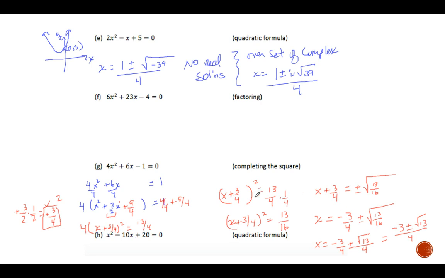Right? But again, this parabola opens up, has a y-intercept of -1, and it hits the x-axis at, let's see, square root of 13 is a little bit bigger than 4, right? And a little bit bigger than 4 divided by 4 is 1-ish. So -3/4 plus 1-ish is positive. -3/4 minus 1-ish is negative. So it looks something like that. Okay. Swell.